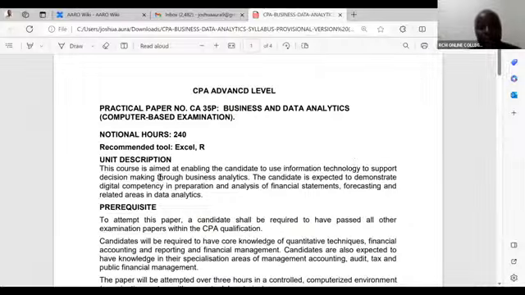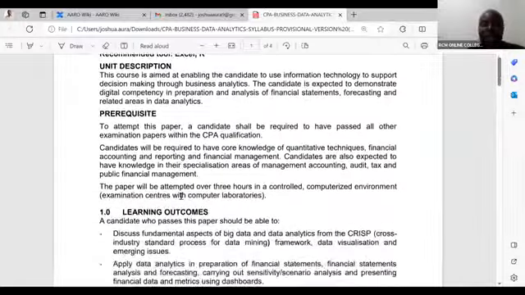This course is aimed at enabling the candidate to use information technology to support decision-making through business analytics. The candidate is expected to demonstrate digital competency in preparation and analysis of financial statements. So we shall be required here to prepare financial statements in Excel. We shall also teach you some basic financial accounting that you did at the foundations level, what we used to call financial accounting.